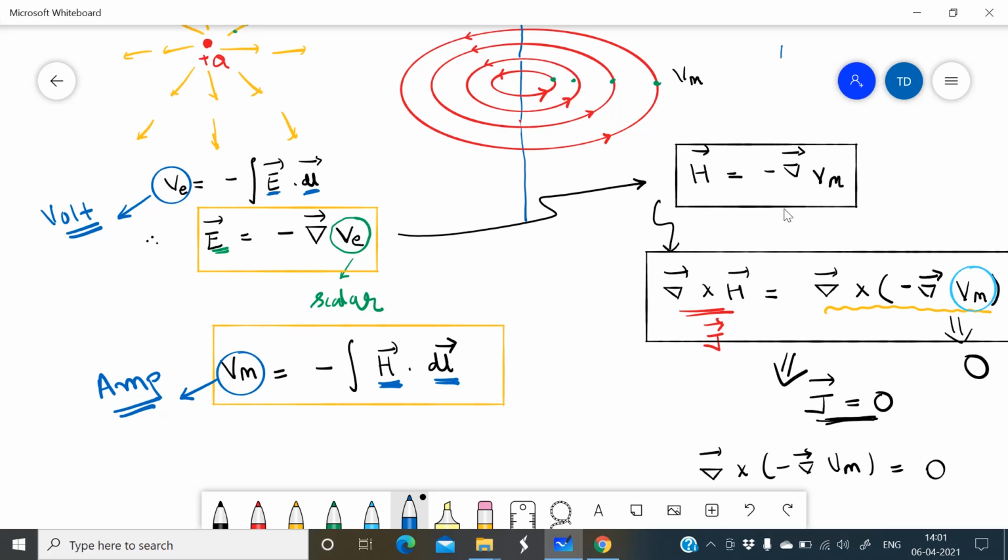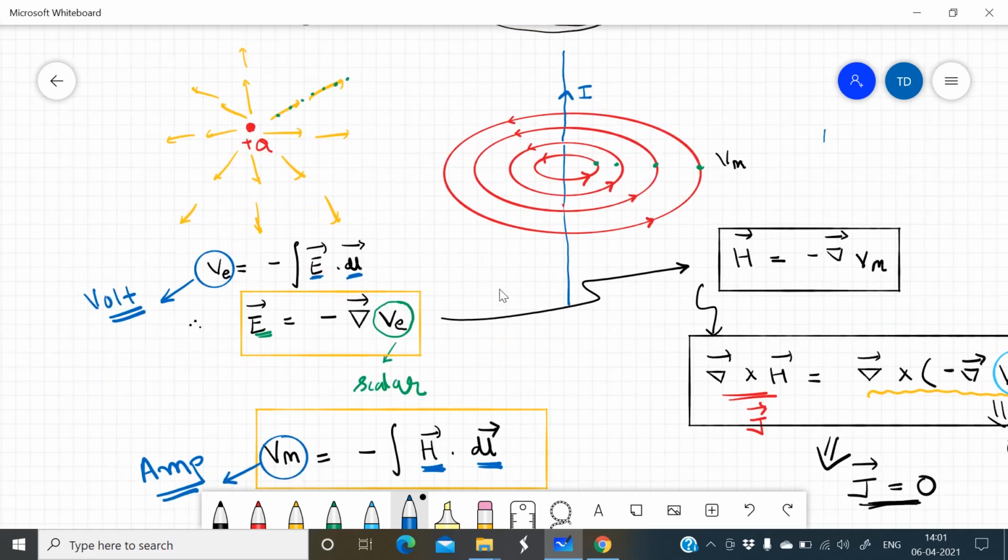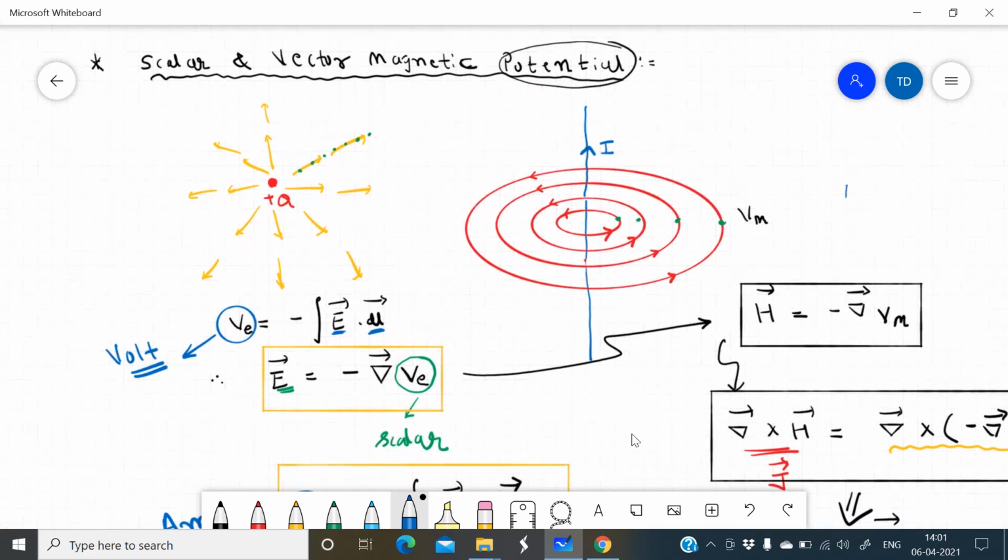Please remember, if this integration is closed, it is Ampere circuit law, but if the integration is not closed, that is why it indicates a scalar magnetic potential. Fine. In the next video lecture we'll discuss vector magnetic potential.